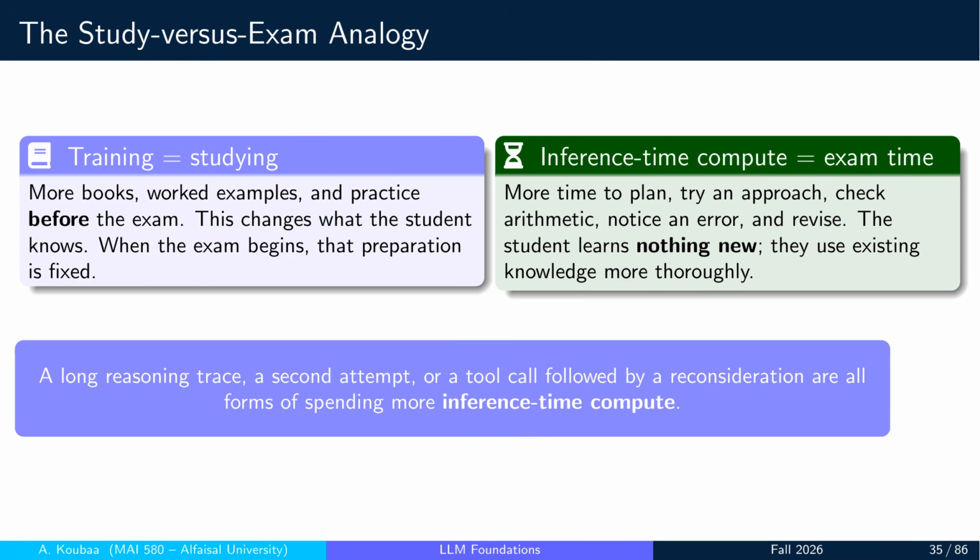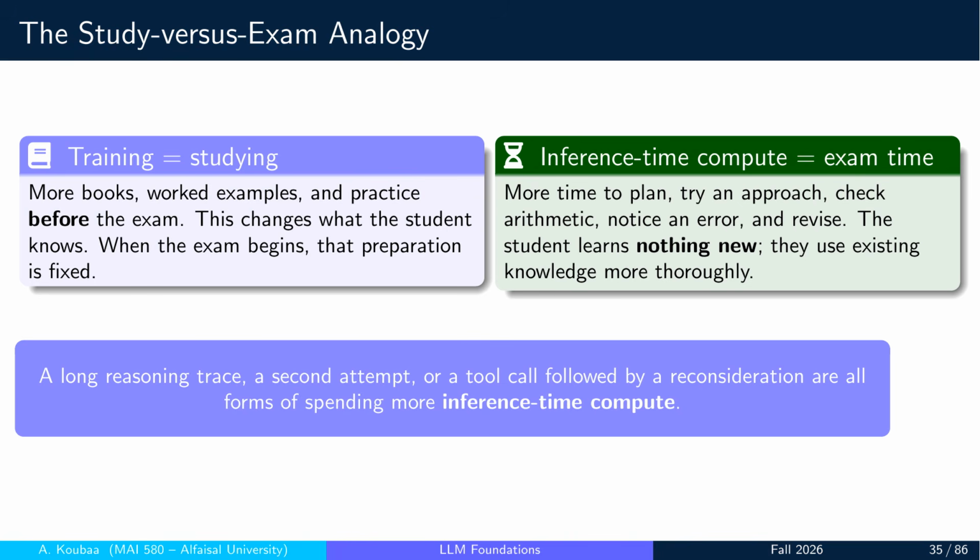Use this analogy carefully, because it is accurate only if you keep the two sides separate. Training is studying. More books, more worked examples, more practice before the exam. This changes what the student knows. And here's the part people skip. When the exam begins, that preparation is fixed. Nothing more can be added. Inference time compute is exam time. More time to plan, to try an approach, to check the arithmetic, to notice an error, and to revise.